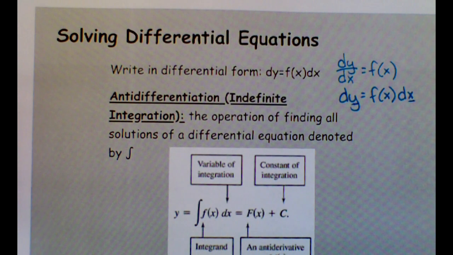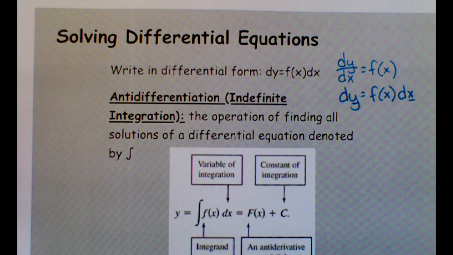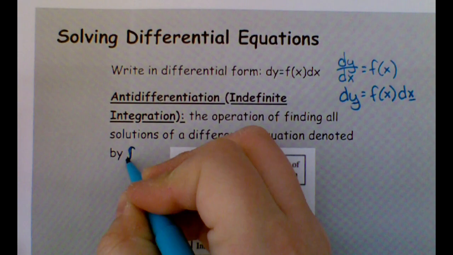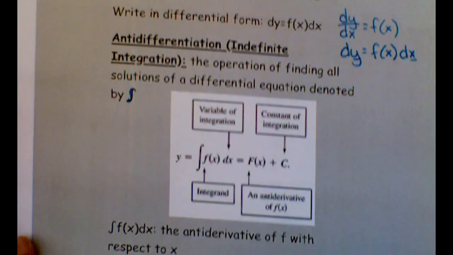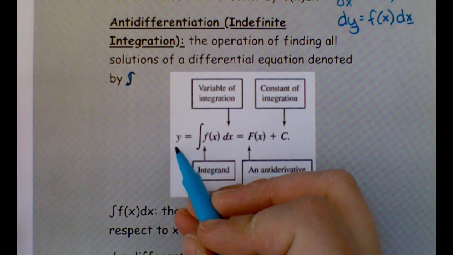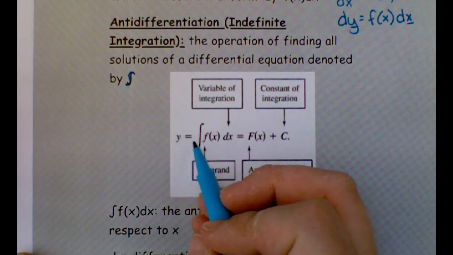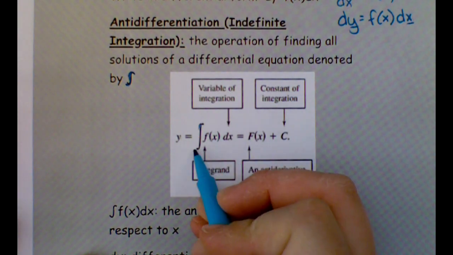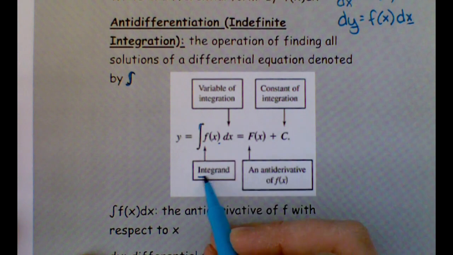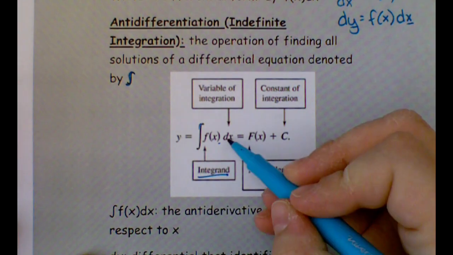So antidifferentiation and indefinite integration, same thing. The operation of finding all solutions of a differential equation. It is denoted by this funky looking S-type thing. So we write it as y, whatever our antiderivative is, equals the antiderivative of f of x, we call that the integrand, dx.